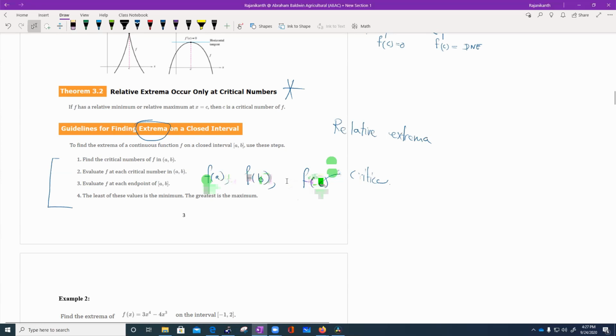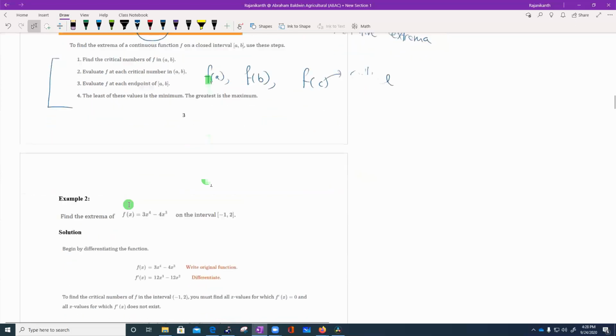So after finding all the values, you have to check which one is the smallest among all the values. That is going to be the minimum, right? Then vice versa, if you find anything bigger, that is going to be the maximum. Extrema means maybe maximum or minimum. So these are the ideas to find the minimum and the maximum. So we will look at one example.